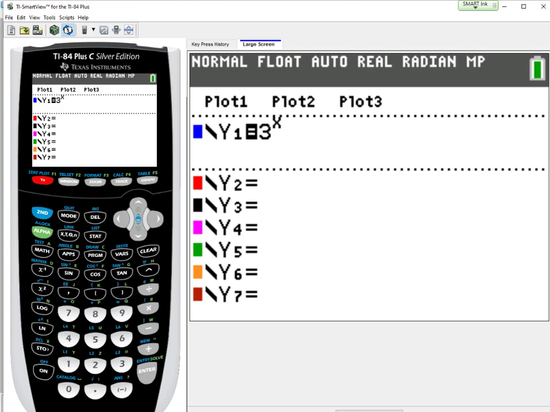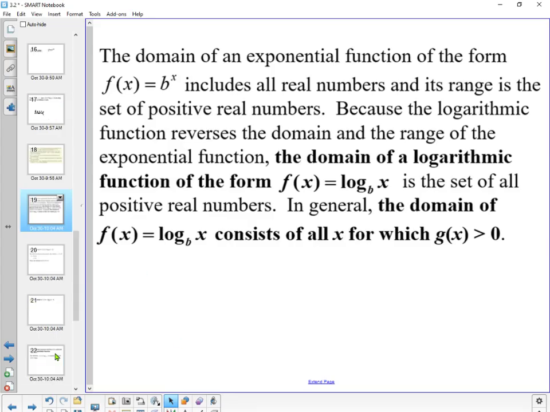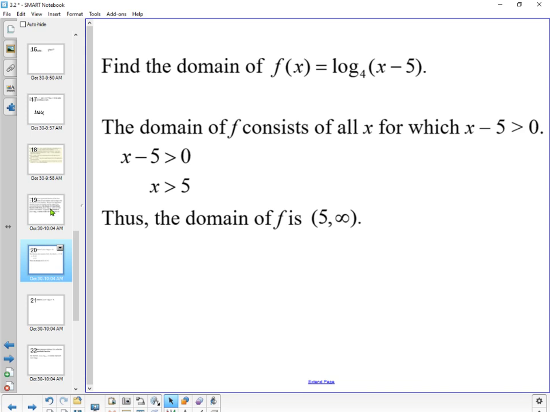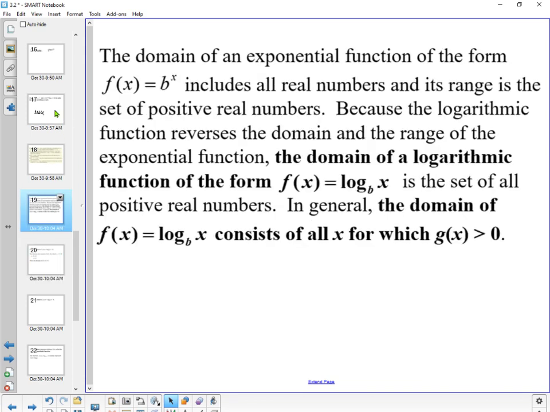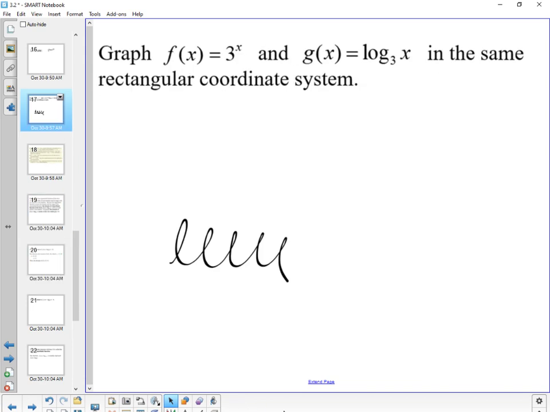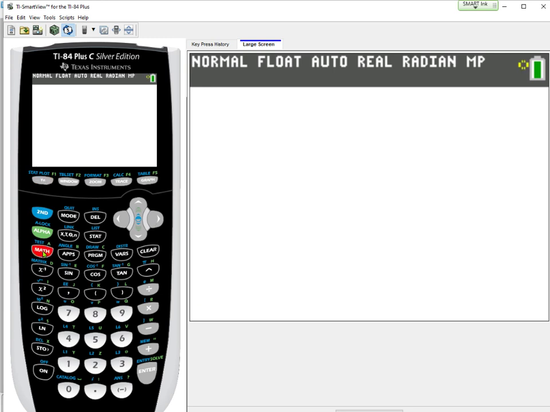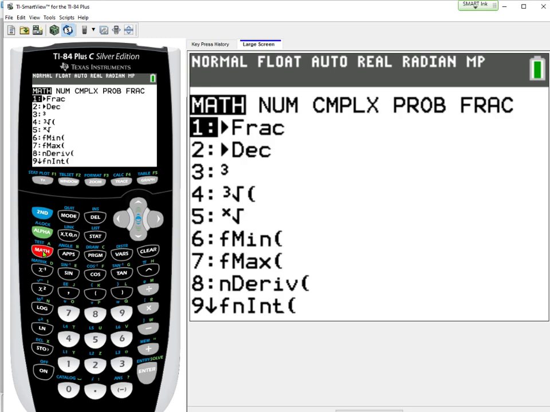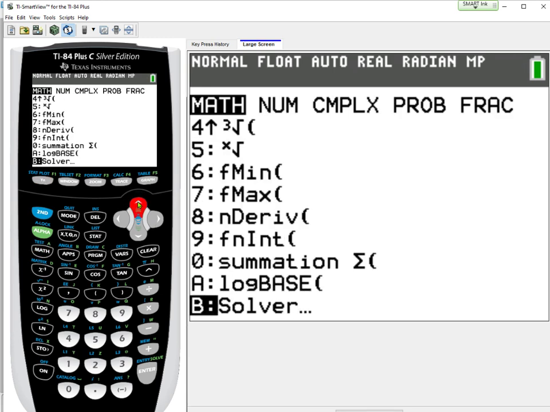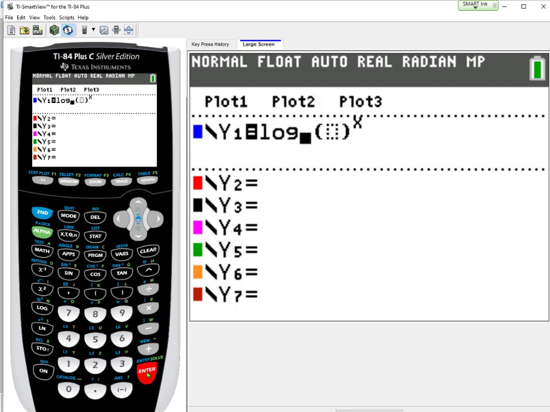Oh, hold on. No, it's log. It's log base 3 of x. There we go. So here's your log base button, guys. If you go into math, and I believe if you push up, you're going to see this log base. That's going to let you put in a base value.